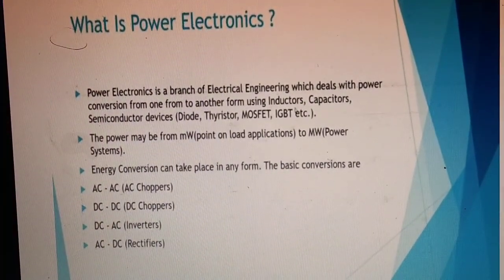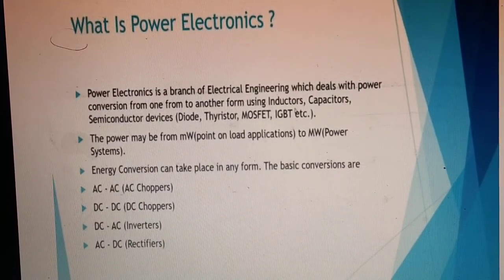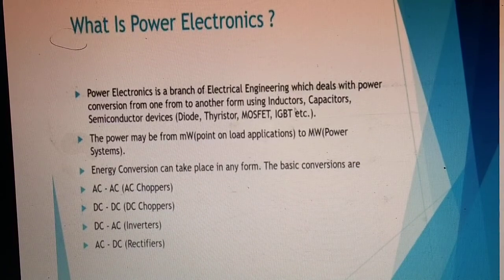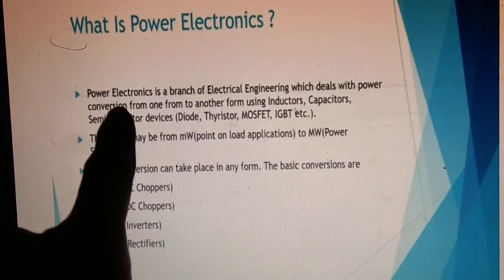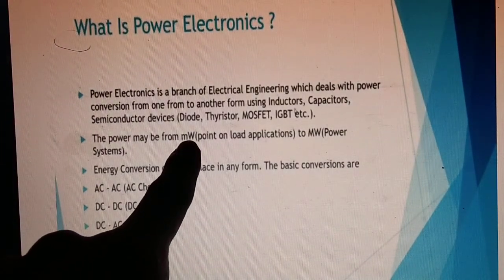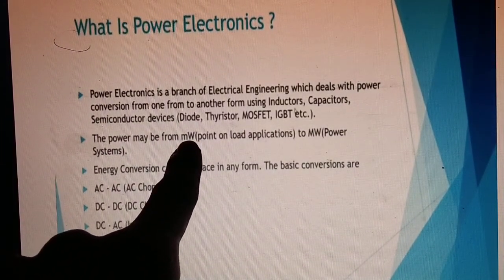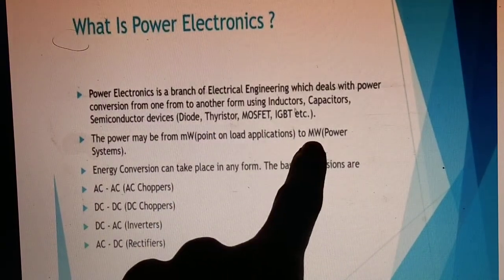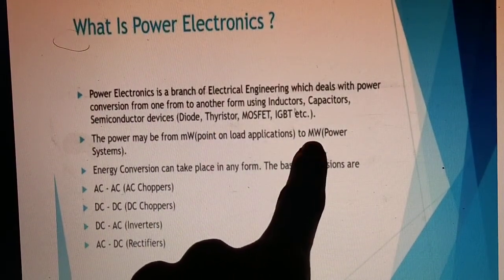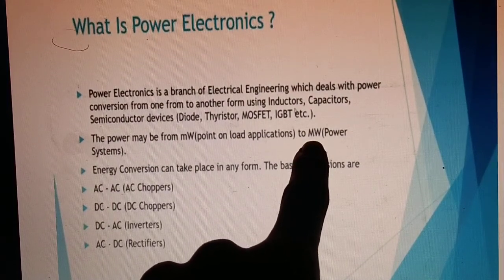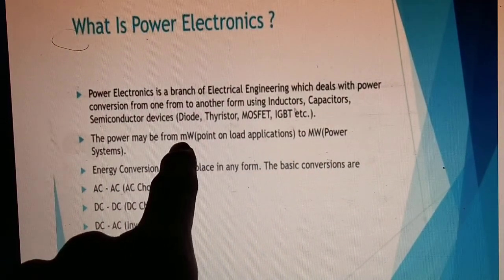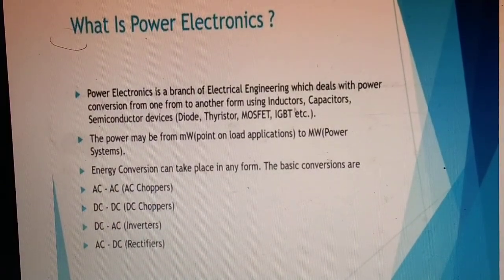Next, we have to see the power range. This may be from milliwatts in point-of-load applications to megawatts in power systems. If the rating of a particular device is very low, that is milliwatts. If the rating of a particular power system is very high, it is megawatts. So here we have to know one thing: power electronic devices are used today from the milliwatts to megawatts range. That is the main advantage of these power electronics devices.